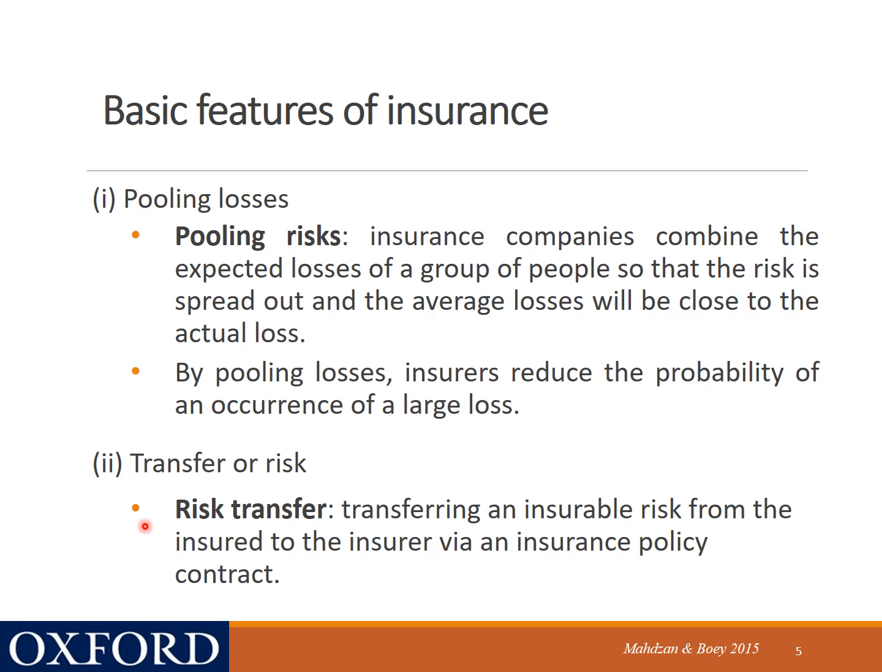Okay, the next basic feature of insurance is the transfer of risk. Sorry, there is a typo here. Under risk transfer, the insurable risk is transferred. This is an important thing: the risk must be an insurable risk. It is transferred from the insured to the insurer via an insurance policy contract. So that is another main basic feature of insurance.